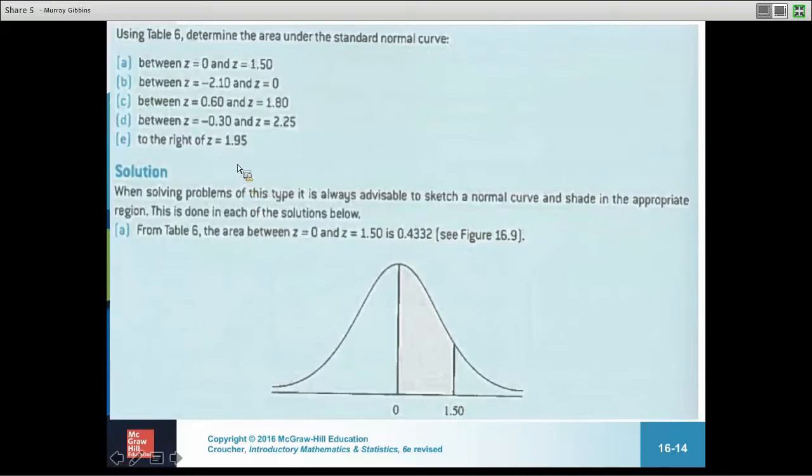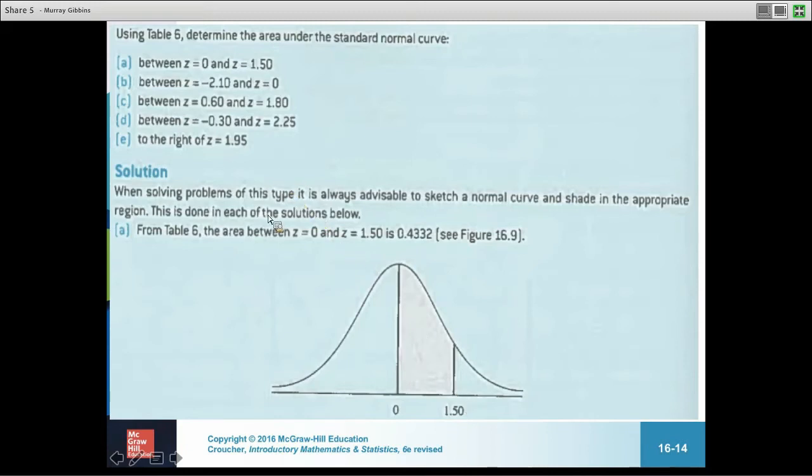This time, it looks like at this point they just don't want us to do the areas. They're just interested in us calculating the Z scores. So what about between 0 and 1.5? What about 2.1 and 0? So we're going to walk through each of these. So let's have a look. Firstly, again, they are putting the mean as 0. They're saying there are 0 deviations from the mean here and a score of 1.5.